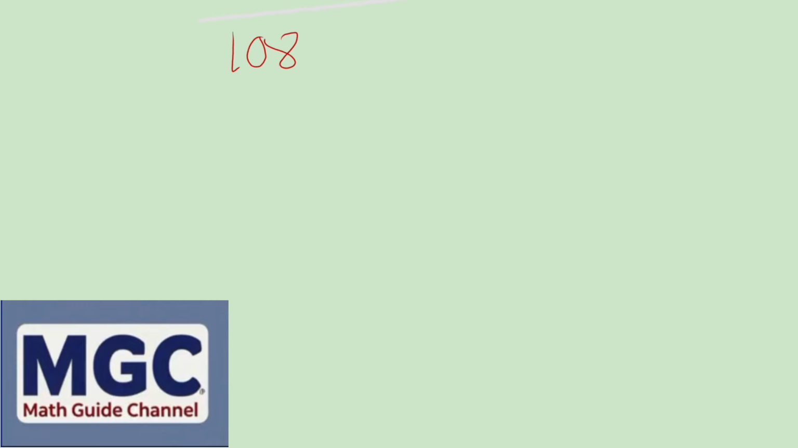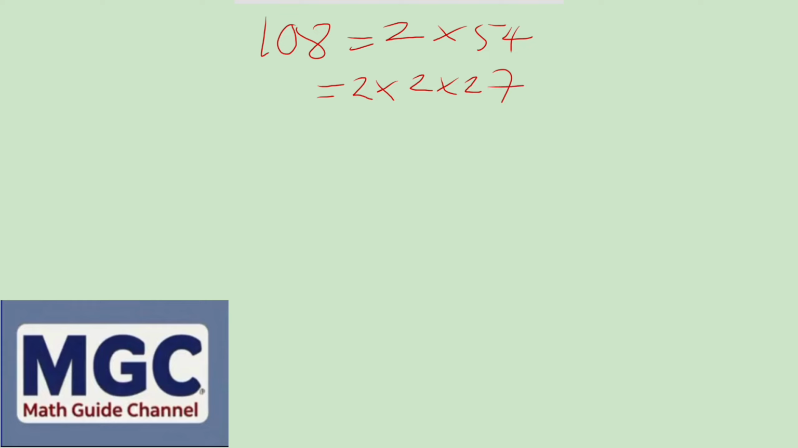Alternatively, 108 can also be expressed as a product of prime factors without necessarily using the factor tree. So let's see how we can use a different method to express 108 as a product of prime factors. So 108 can be expressed as 2 multiplied by 54, as we did in the factor tree. Now we have to break 54 too. So we repeat the 2, but we have 2 times this 54, which can also be written as 2 multiplied by 27. Then we repeat the 2 prime numbers, that is 2 times 2 times 2.